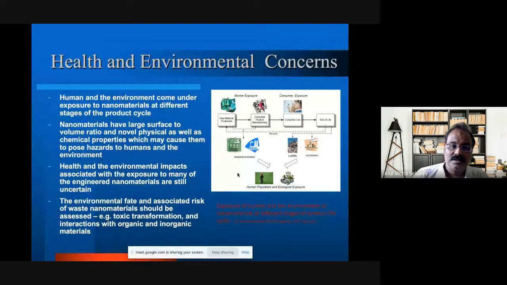For example, toxic transformation and interaction with organic and inorganic materials. Till now there are no particular regulations on nanotechnology and the related emissions, but of course we have emission regulations, especially for particulate matter coming out of the engine, mainly from CI engines. There we have a particulate trap, but this particulate trap functions only for micron size particles, not nano size particles, because if you want to capture particles, the size of the pores available should be less than the particle size.